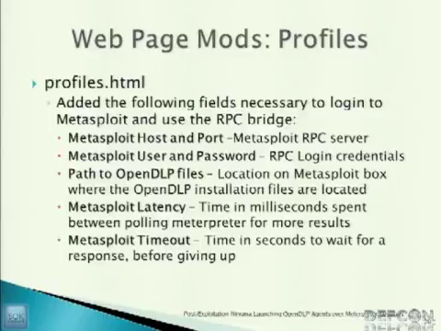So I had to update profiles because now our profiles have to contain login information to the Metasploit RPC server. Just the host and port, user and password. And again, OpenDLP deployment files have to be on the Metasploit box. So you have to copy them off of OpenDLP and stick them in a directory on Metasploit, because I can download files with the new post module, but I can't upload them the same way. So those have to be there, and that's the path that you're going to deploy from. And then I also have a latency and timeout, which you can more or less ignore.